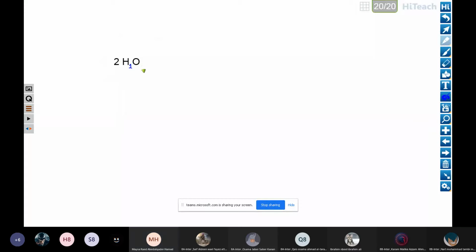2. This coefficient is for both, for hydrogen and oxygen. 1? Miss, 2H2O. This 2, Basil, is for both hydrogen and oxygen at the same time. So how many hydrogen atoms are there? Miss, 1. Where did you get 1?